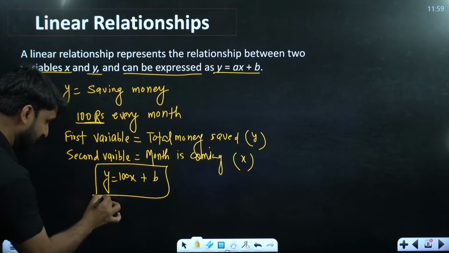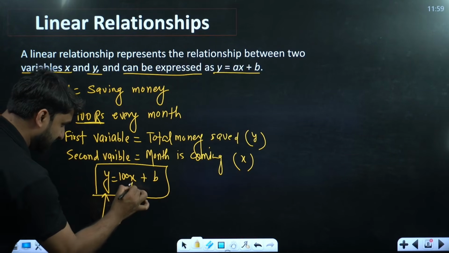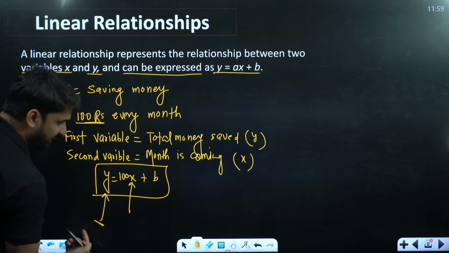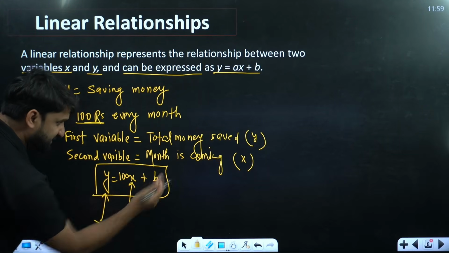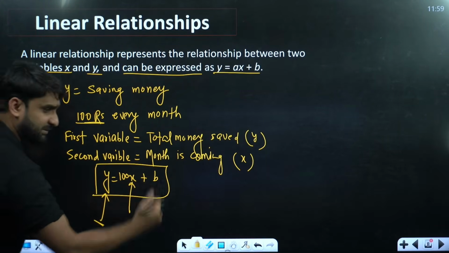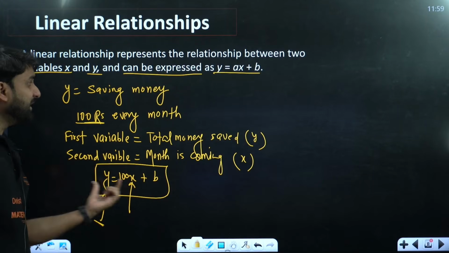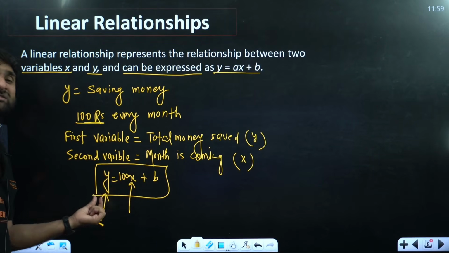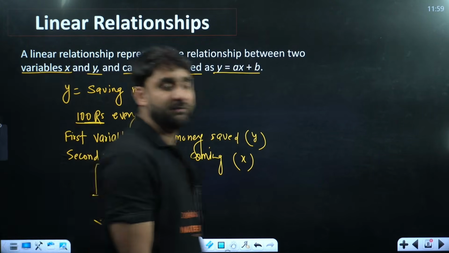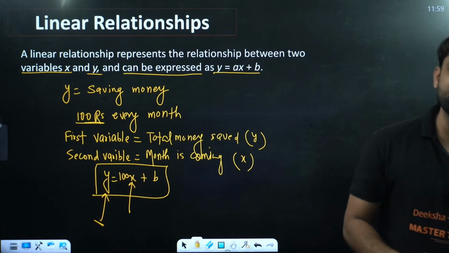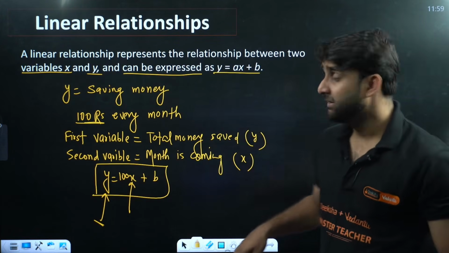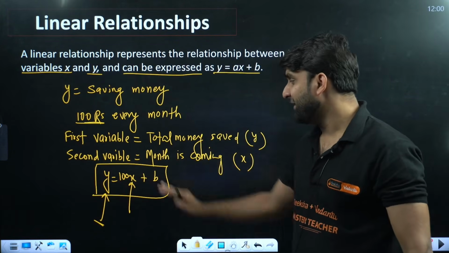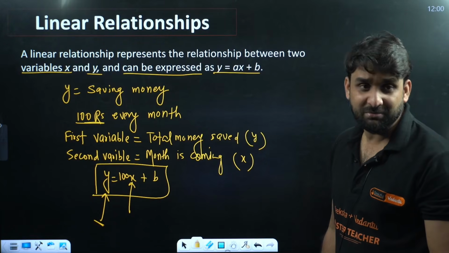Here the variables are x and y. Variable y represents total money saved, and x is basically the month: first month, second month, third month. So this is the relationship between money saved and the number of months passing in the future. So y is total money saved and x is the number of months, right, my champion?